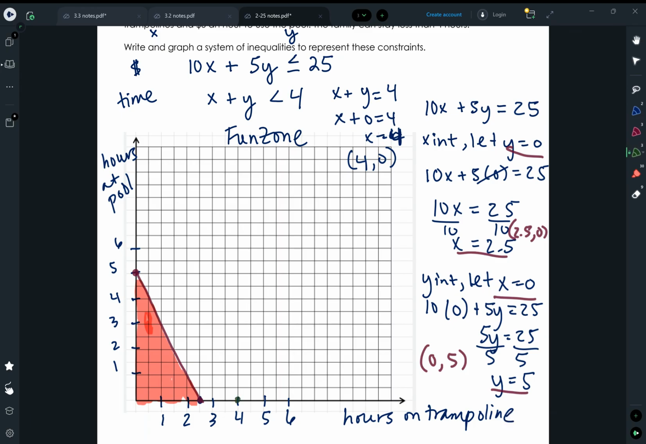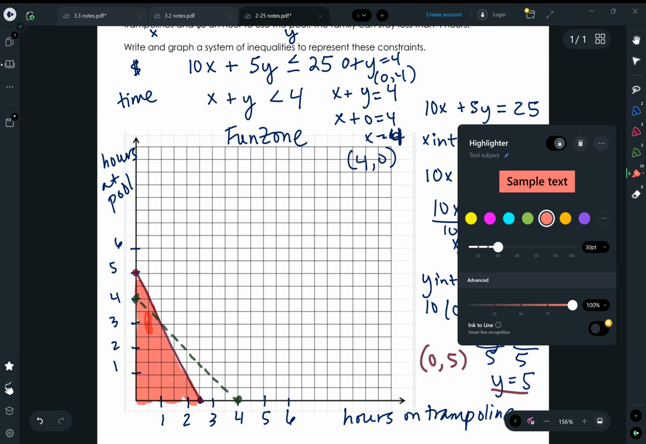So here's 4, 0. And then when my x is 0, my y is going to be 4, right? 0 plus y equals 4. So my y is 4, so it's going to be 0 comma 4. So my y-intercept is 4, my x-intercept is 4. And this one is just less than, not or equal to. So I want to connect them with a dashed line. And then for this one, I'm going to be shading below as well.